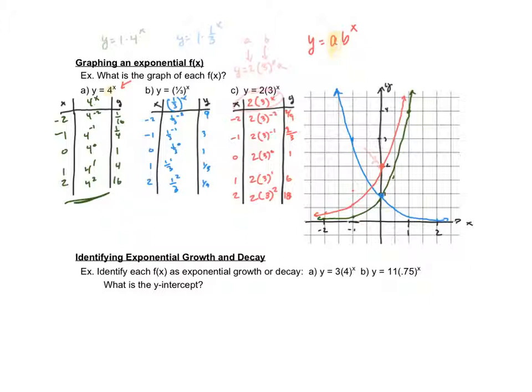We can also see that as we read these from left to right, the blue equation seems to be decreasing, and it of course is a fraction, so it is decreasing. From left to right, the red and green functions seem to be increasing, and that would make sense because the b value is greater than 1 in the green and the red equations. The blue equation's b value is less than 1, so that's why we have that decreasing effect going from left to right.